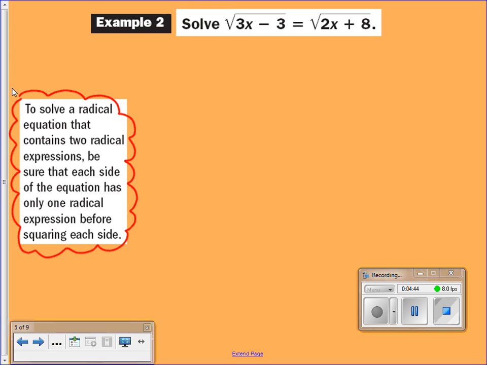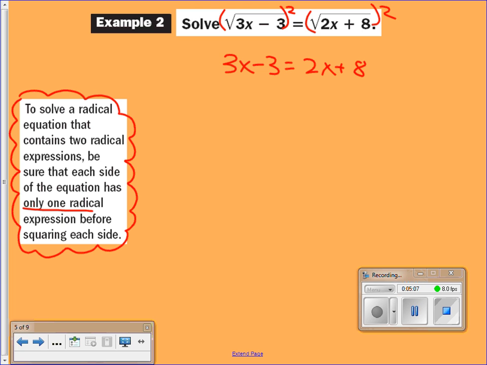Okay, now to solve a radical equation that contains 2 radical expressions, I can do that. Just make sure that each side has 1 radical expression. You can't square adding and subtracting problems. So I have a radical problem equals a radical problem. Guess what? Square, square.